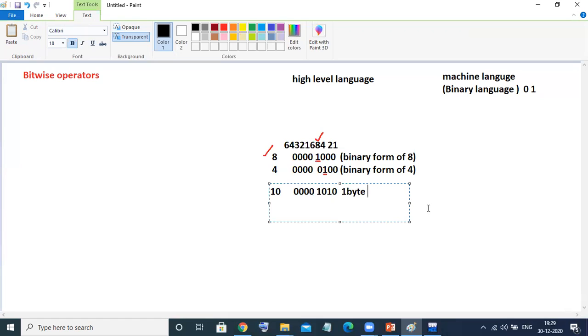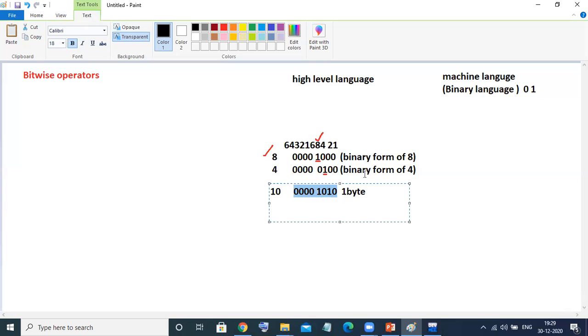It is 1 byte. So whenever we are taking a byte, that means what? It is a representation of an 8 bits number. That is the reason why I'm writing here in 8 bits. If it is 2 bytes, then I have to write a 16 bits number. This is the calculation of this binary form.